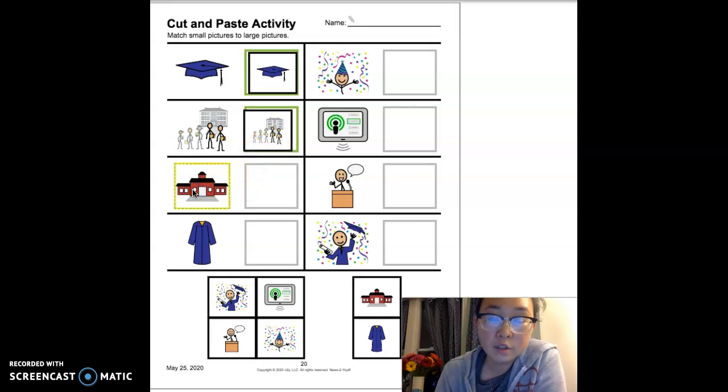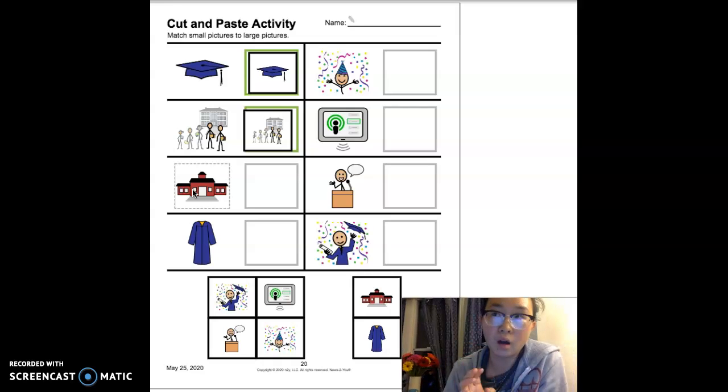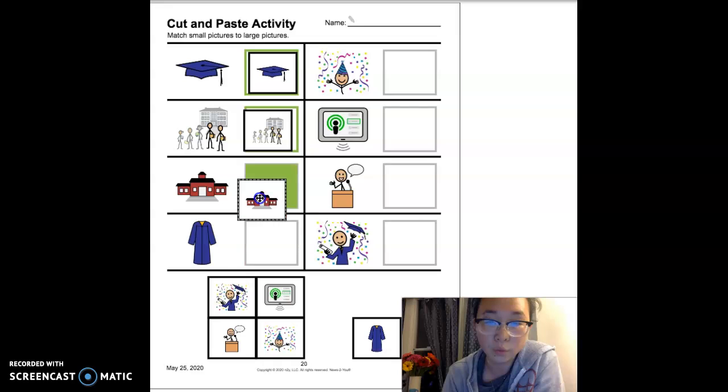This is a school, like the school that you go to before all this happened and the schools closed down. You went to a physical school every day. Which one is the same as school? It's a place where we learn. We have school.